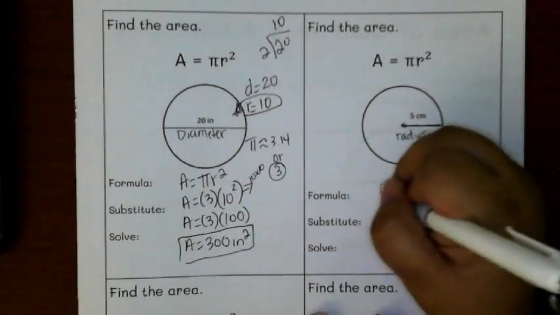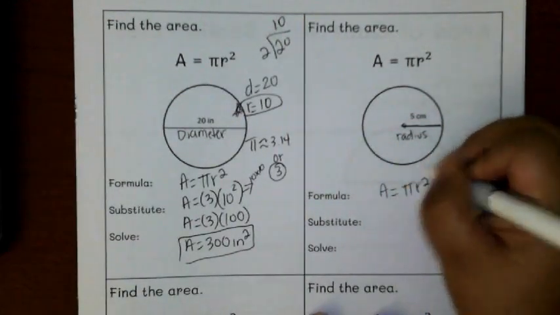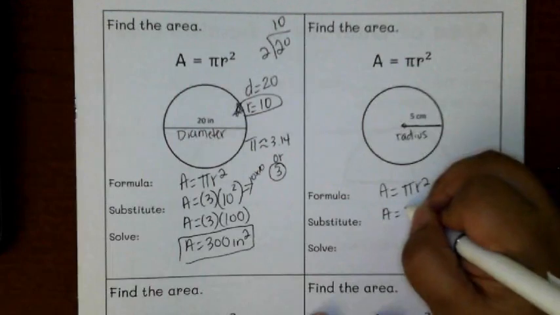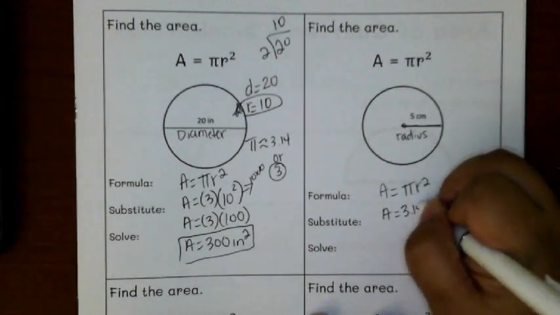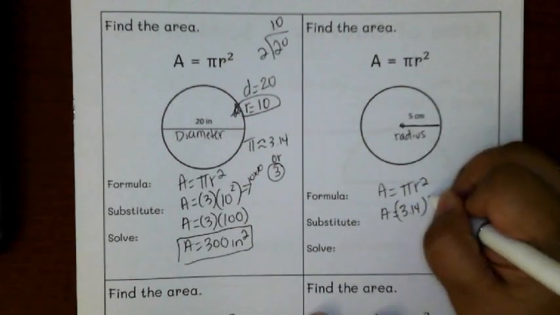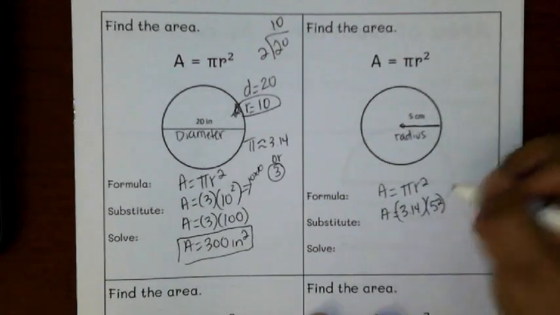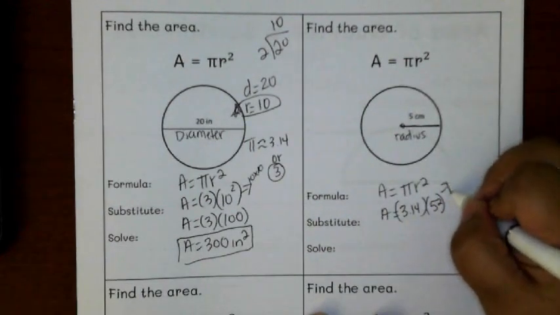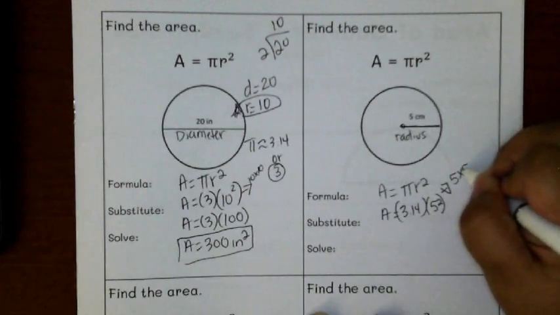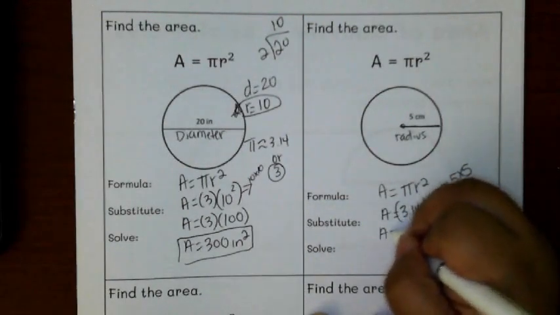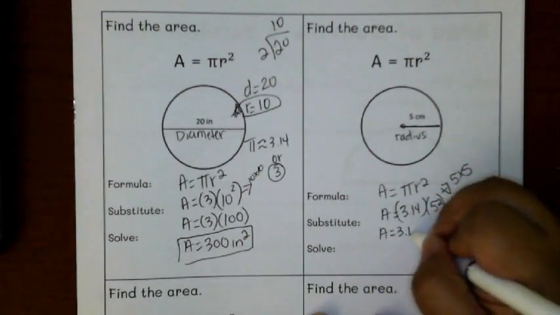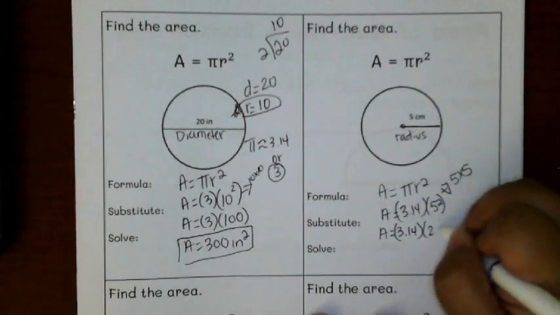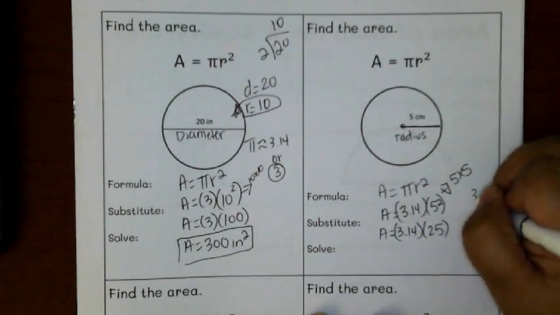Area is equal to 3. I'm going to do 3.14 this time. Times radius, which is 5. Don't forget the square. Okay? Remember, 5 squared means 5 times 5. And that is going to be 25, so I'm going to rewrite 3.14 times 25. Now, all I have to do is 3.14 times 25.